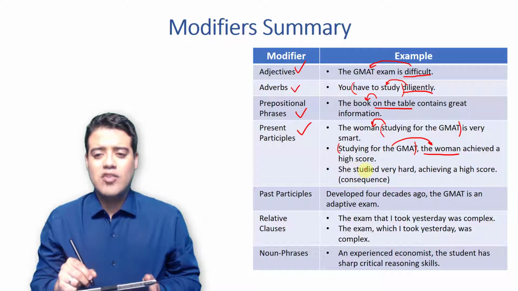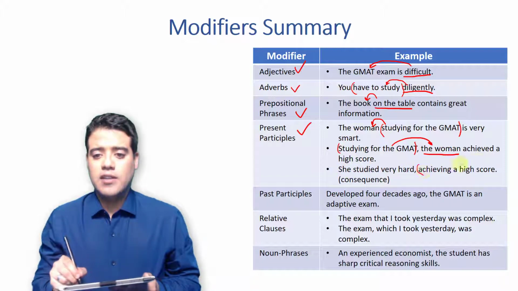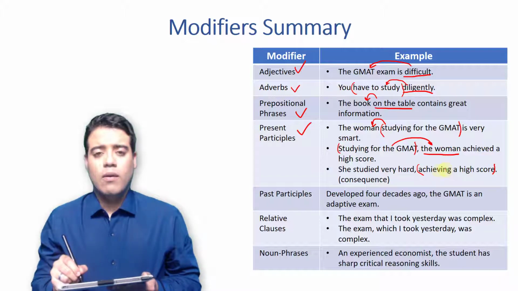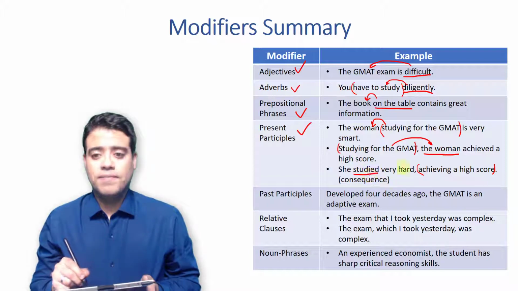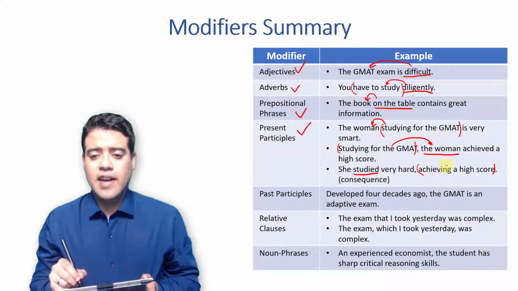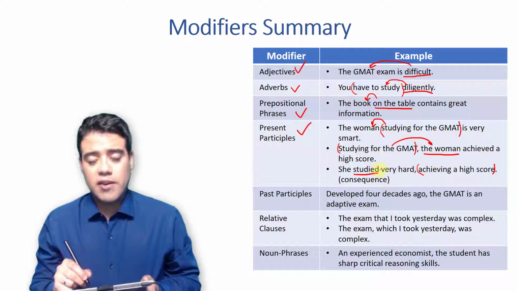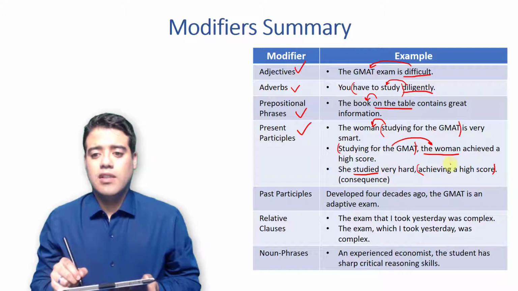What about an ing word after a subject-verb structure? For example, if I say, she studied very hard, comma, achieving a high score, well, that whole phrase can be a consequence of the main verb, of studied. And notice that this ing could also be seen as a clause modifier. It describes the entire clause. She studied very hard. What's the consequence? Achieving a high score.